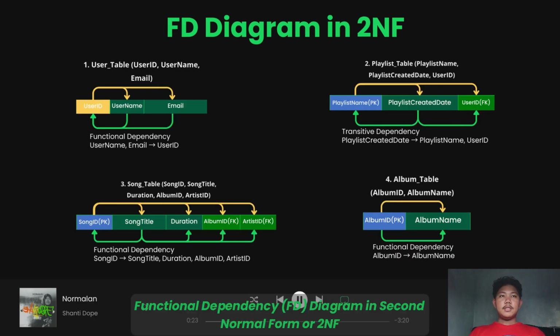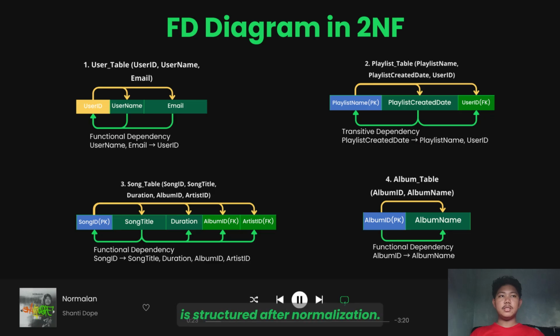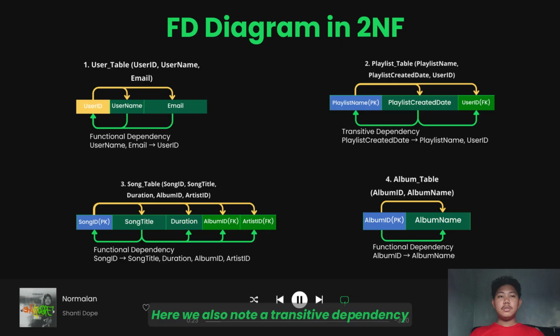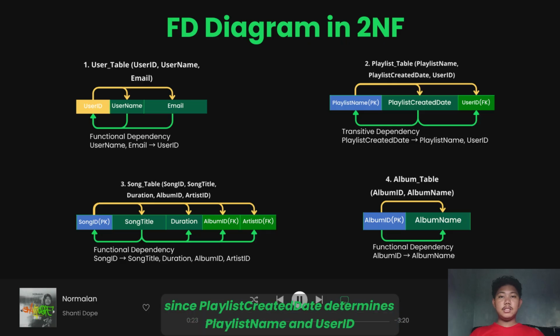What you see here is a functional dependency diagram in second normal form, or 2NF. This diagram represents how our music streaming database is structured after normalization. On the left, we start with the user table, where user ID serves as the surrogate key that determines the user's username and email. Then, we have the playlist table, where playlist name acts as the primary key and is linked with playlist created date and the foreign key user ID. Here, we also note a transitive dependency since playlist created date determines playlist name and user ID.